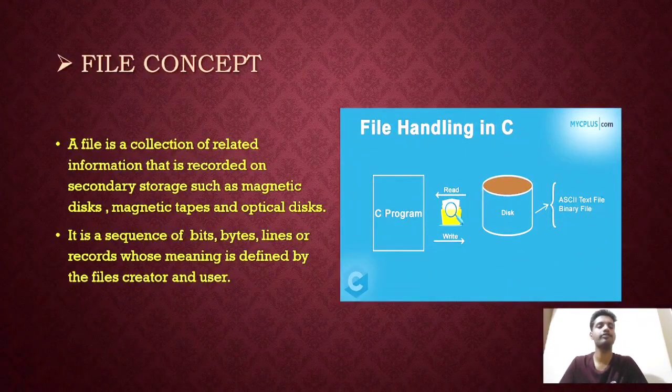Firstly, we'll start with file concept, like what is a file, what are the basic things you should be knowing about a file. A file is a collection of related information that is recorded on secondary storage, such as magnetic disks, magnetic tapes, and optical disks.